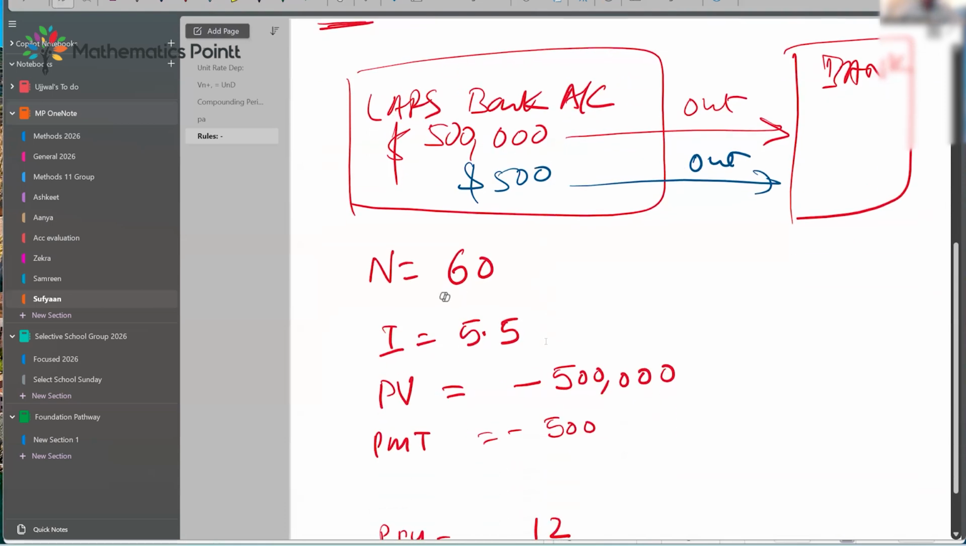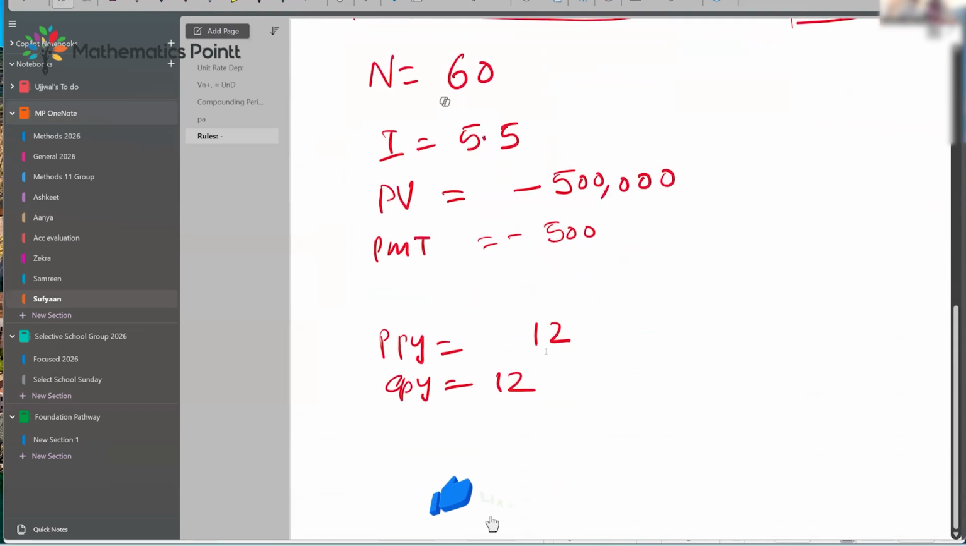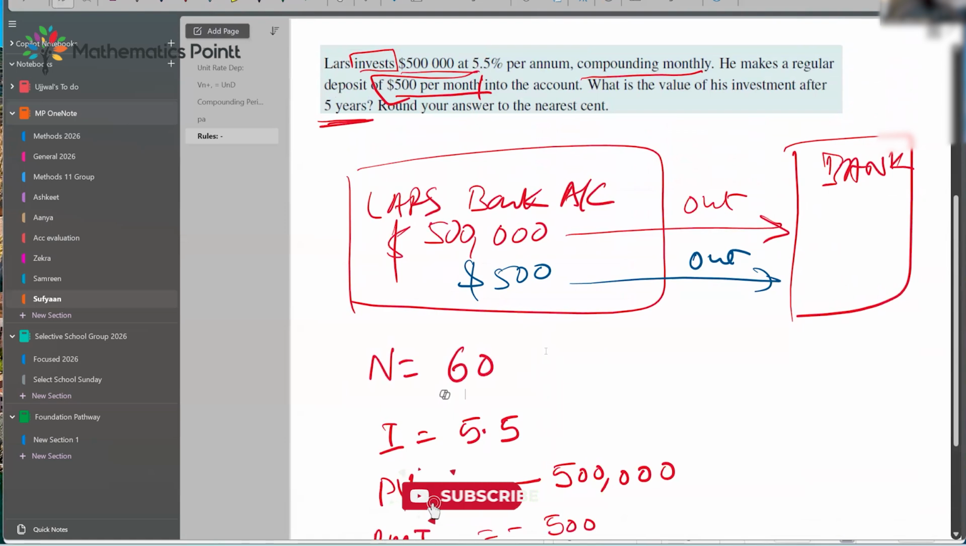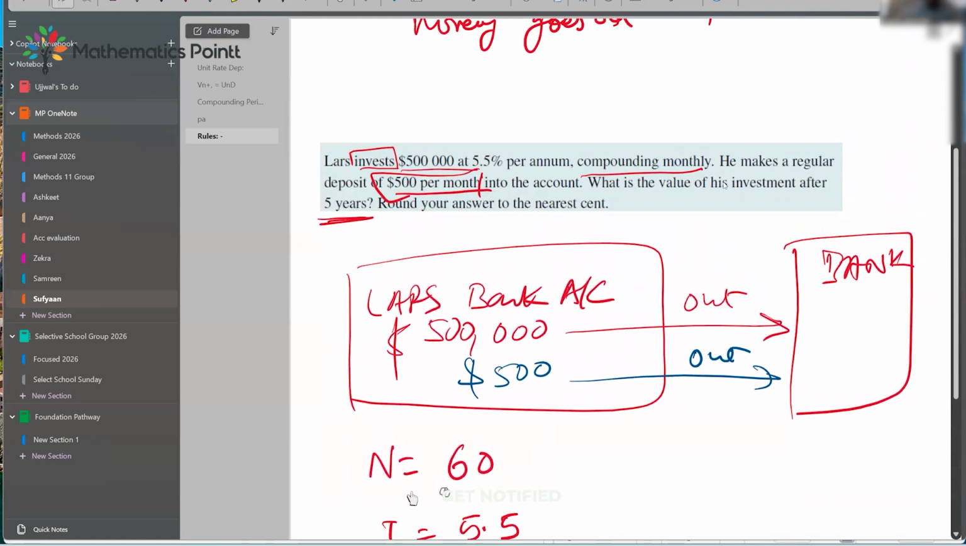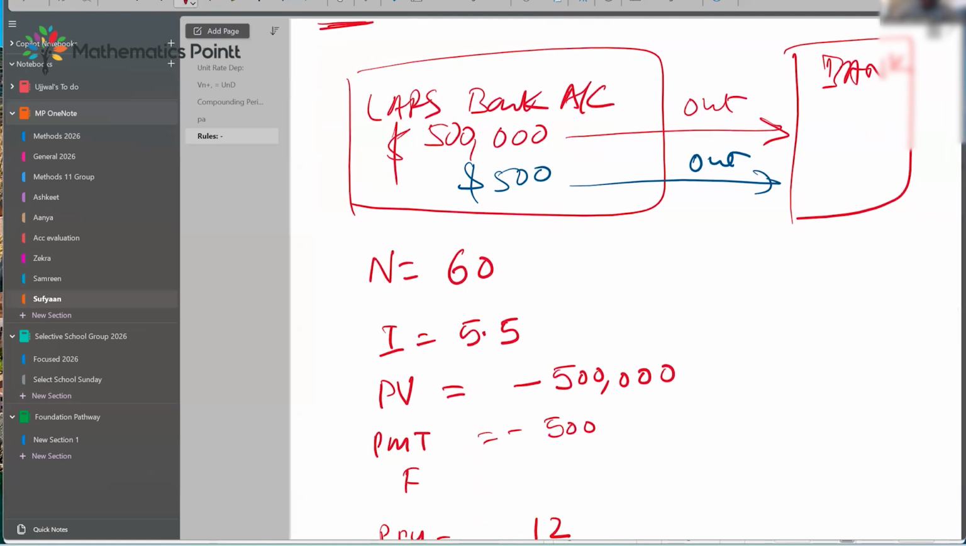I'm stuck on PPY and CPY. It's not letting me get out. We'll do it together. And what exactly is required in the end? I am asked to find the value of the investment. That means I am asked to find the future value, FV.